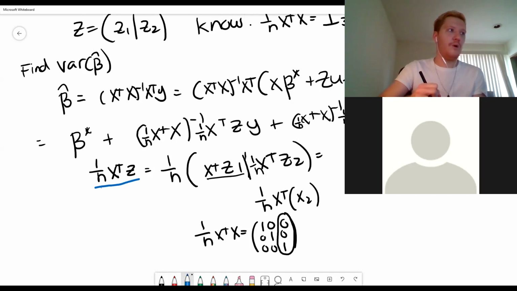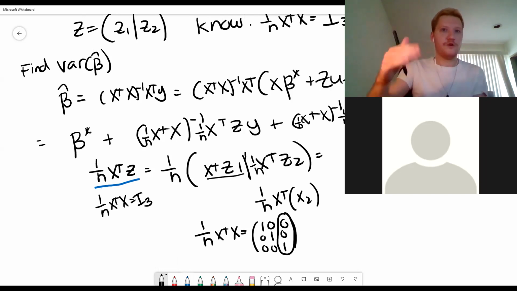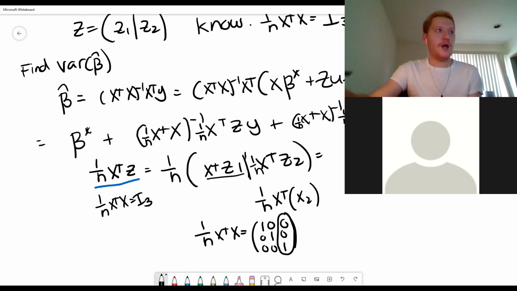Now we have what 1 over n X transpose Z is, and remember that 1 over n X transpose X is equal to the identity matrix. Now go from there to try to figure it out. Okay, it should be a lot easier now. Sorry, this is not a Y here. This is a U. I apologize. We already know what the variance matrix of U looks like, and we know what the variance of epsilon is. Now we can simplify this a lot better, and you'll get a much simpler answer.